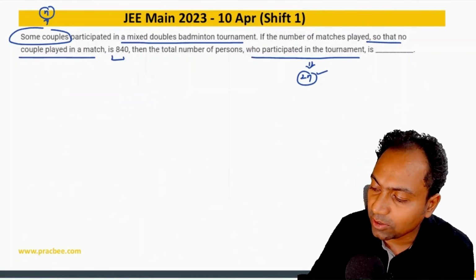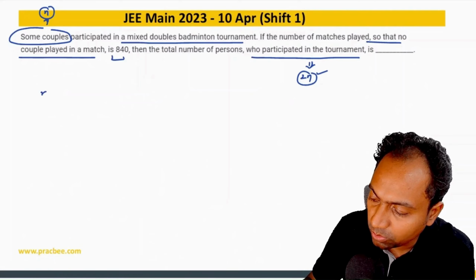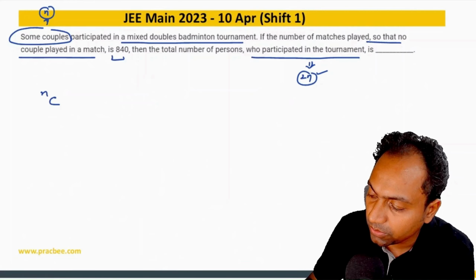Now let us say, how many such ways are possible? So what you can do is, out of n males that are there, let us choose 2 males.